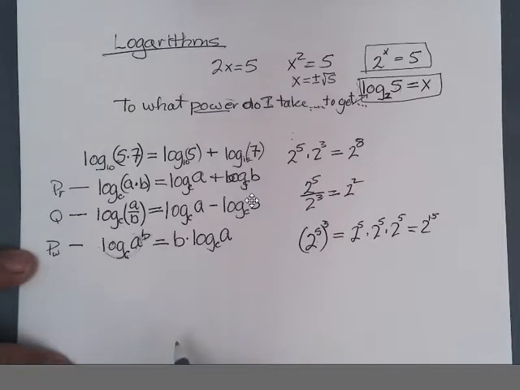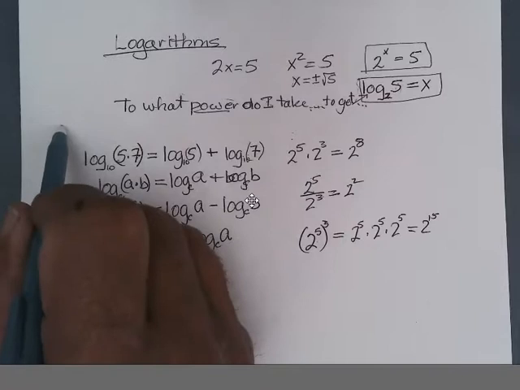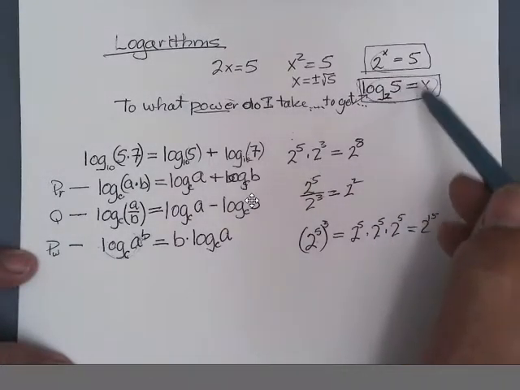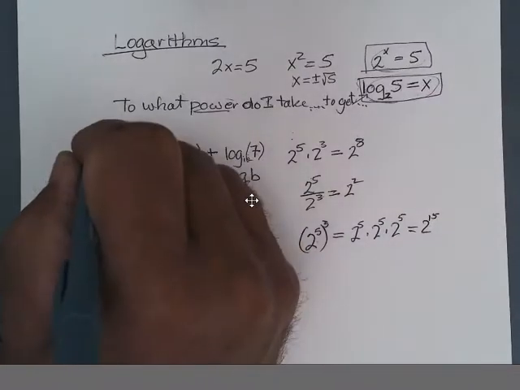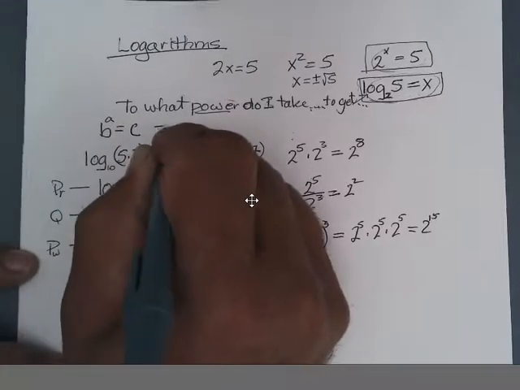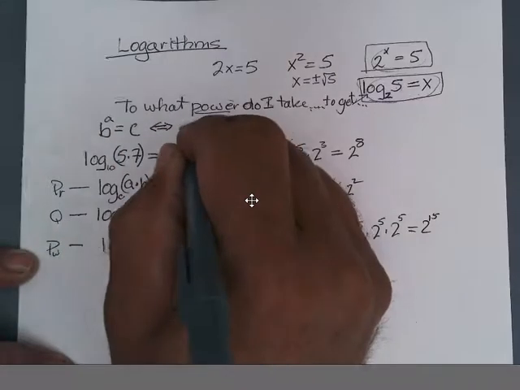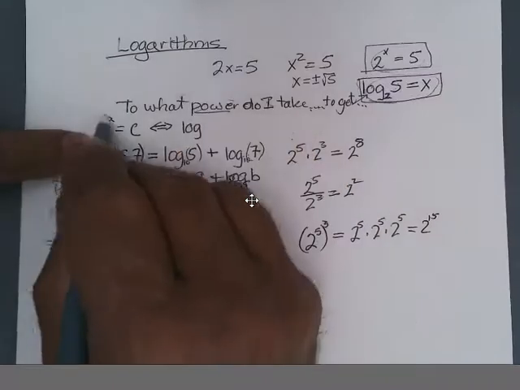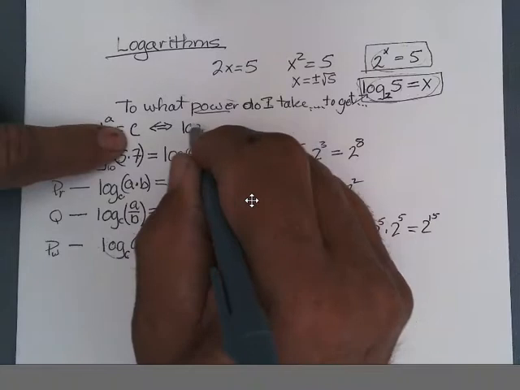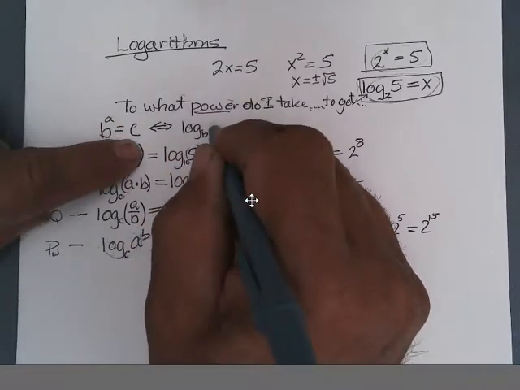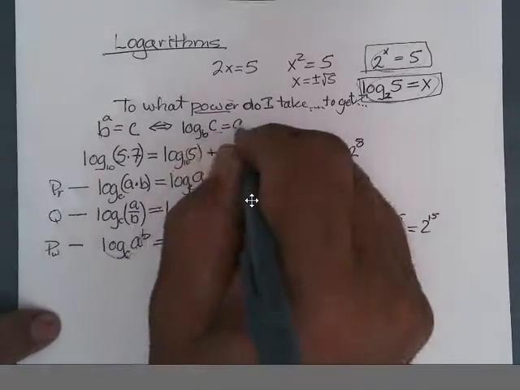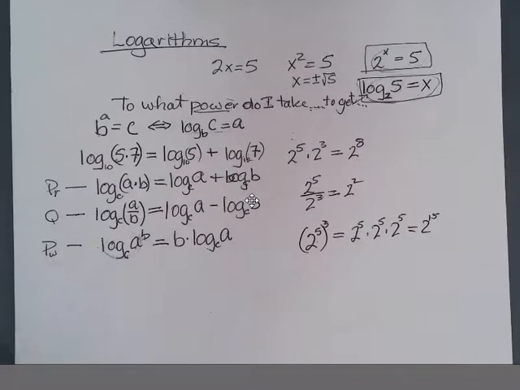Okay. Now the first one they asked for was changing the equation to a log expression. So if I write that in general form, if I have b to the a equals c, if I want to change it to a log thing, I say log, the base of the power here is b, so I put b as a subscript. To what power do I take b to get c? And the answer is the power is a. This is a power, that's a power, that's a power. Okay?